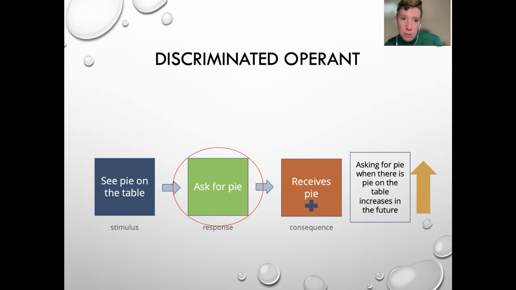So a pie example is a great example. This is a discriminated operant, but if I don't want pie, I'm still not going to do it. And if I'm really hungry, I'm still going to do it way more, right? So the establishing operation of being hungry or the abolishing operation of just eating a bunch of pie are still going to affect a discriminated operant similarly to the way that they would any other behavior. Discriminated operants fall under the same rules about motivating operations as any other behavior does.